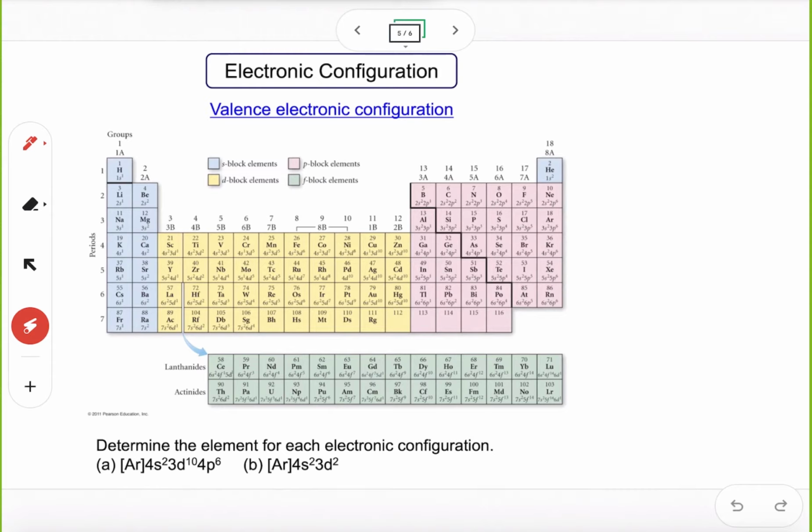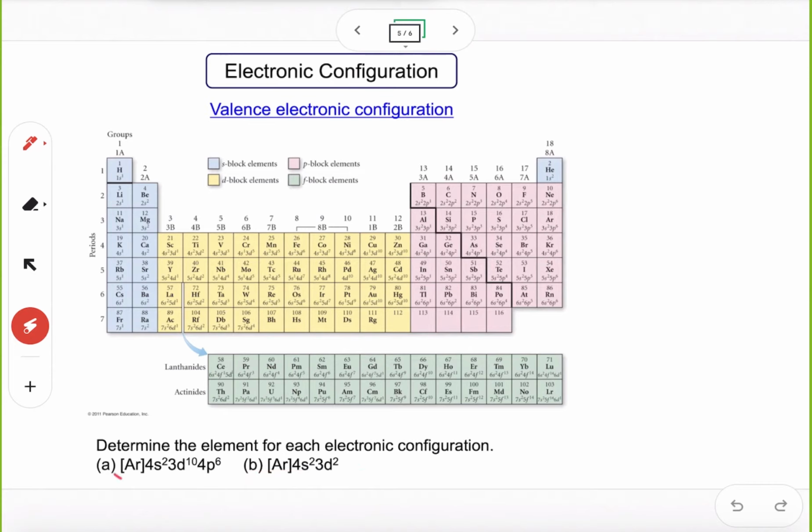So elements are defined by the number of protons. Because they are neutral, the number of electrons equals the number of protons. In other words, if you can count how many electrons you have for this element, you should be able to identify how many protons you have, and you should be able to identify what the elements are for those two configurations. Let's start from this one.